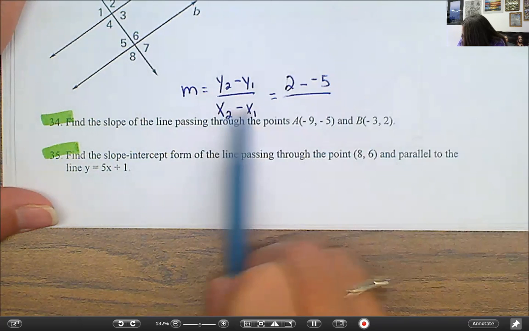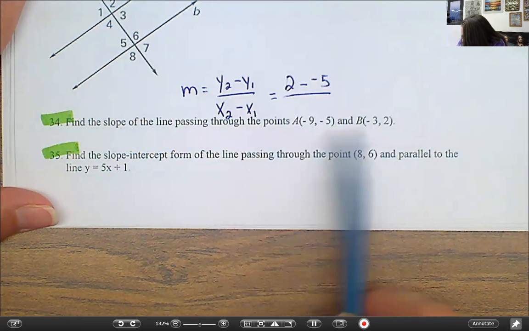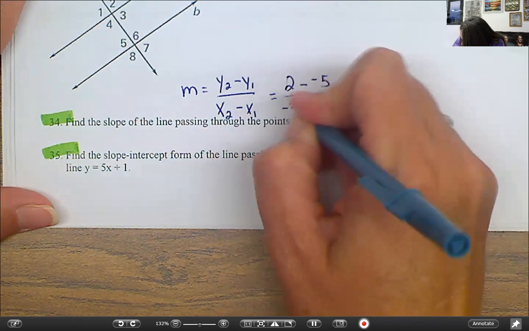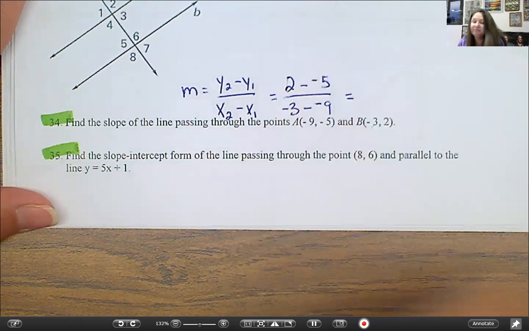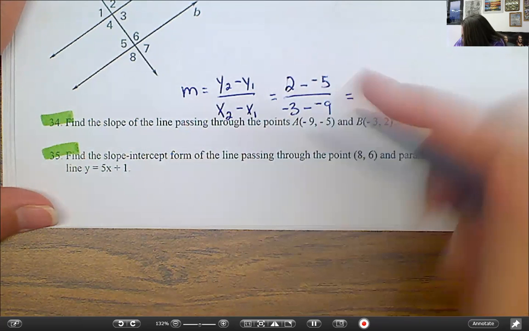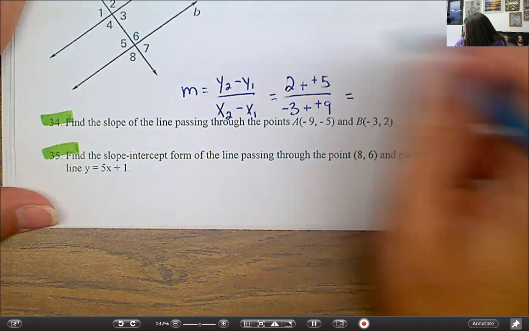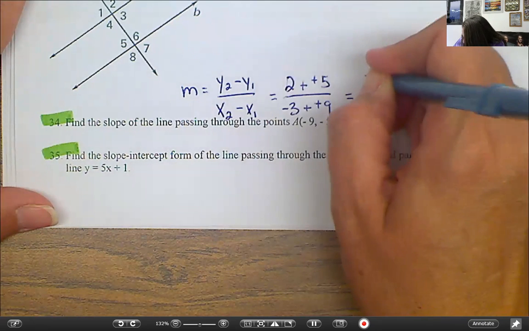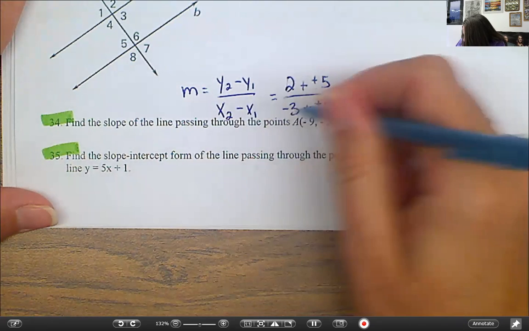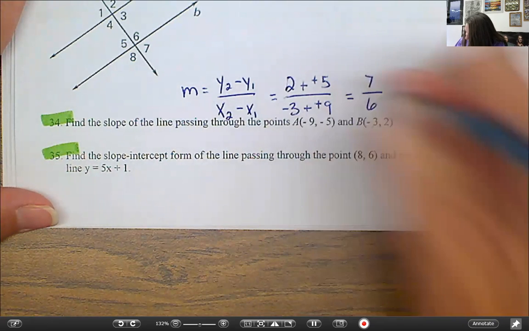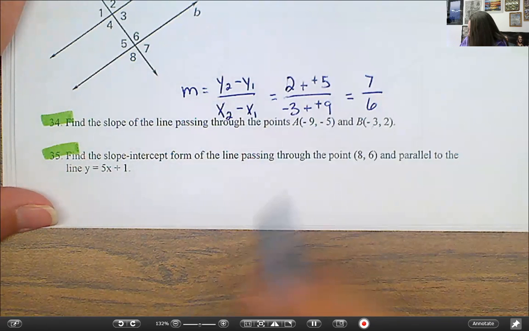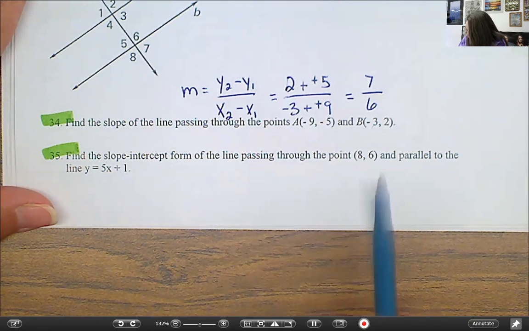And then I'm going to place that over the difference of my x coordinates. So negative 3 minus negative 9. Okay, now what we should notice here is that the two negatives will make a positive, and we want to be very careful with our signs. Okay, we've got 2 plus 5, which would equal 7, and then negative 3 plus 9, which would be 6. So on the graph between these points, to get from one point to another, I'd be moving up 7 units and over 6, or to the right 6. And that would give me the slope between those points.